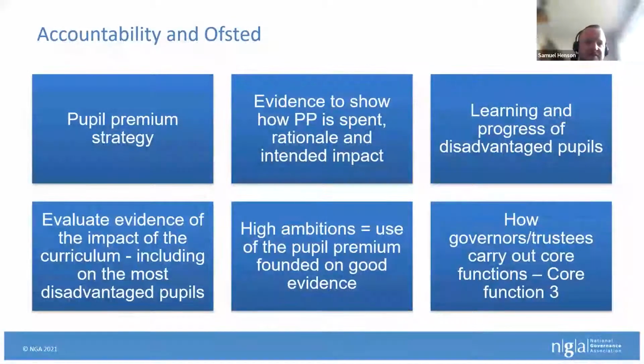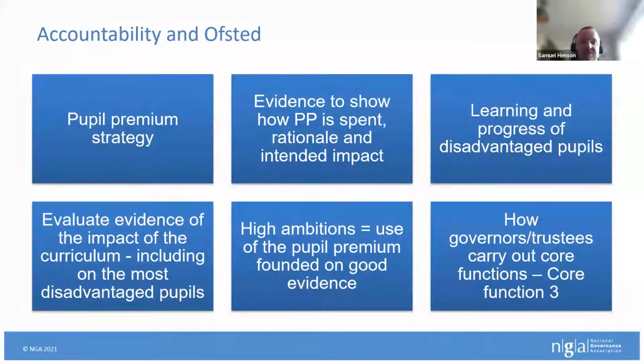And so for my final slide, I'm aware it's got like one or two minutes left, it is around Ofsted accountability. Ofsted inspectors will only use your statement to help them prepare for their visits. They don't require any specific document or plan other than your Pupil Premium strategy. But what they will really be interested in is evaluating the evidence, the impact of the curriculum as a whole, including on the most disadvantaged pupils, so pupils who meet that criteria for Pupil Premium. So really thinking ahead on that.